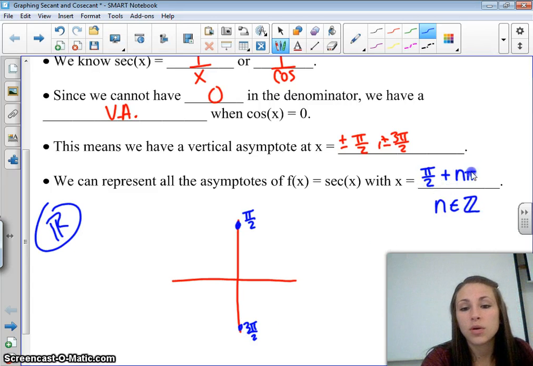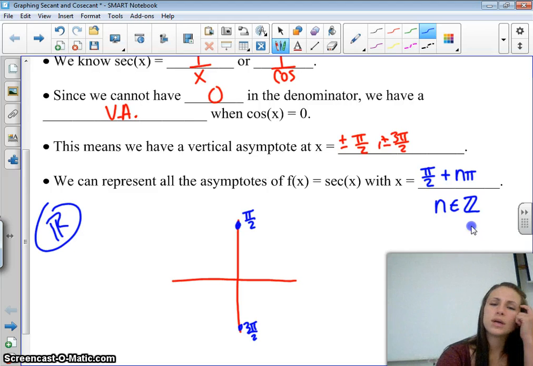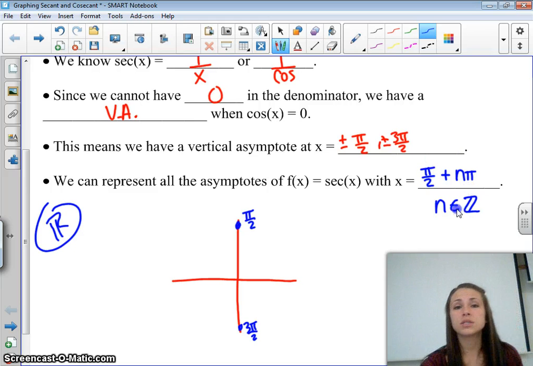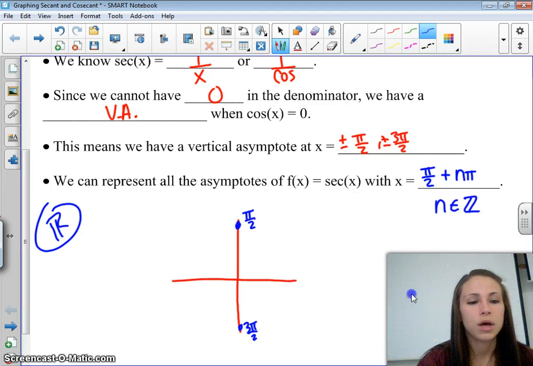Now, same thing if I were to put a negative number in. Let's say I put pi over 2 plus negative pi, so that's pi over 2 minus pi. Pi over 2 minus pi would take me back down here, which would take me to, instead of 3 pi over 2, a negative pi over 2. And so anyways, you're going to see this notation some in calculus. Like I said, if you don't get it now, it's really not that big of a deal. But regardless, this is how we're going to represent all the asymptotes of secant. The main thing you need to know is that they're at pi over 2 and 3 pi over 2.